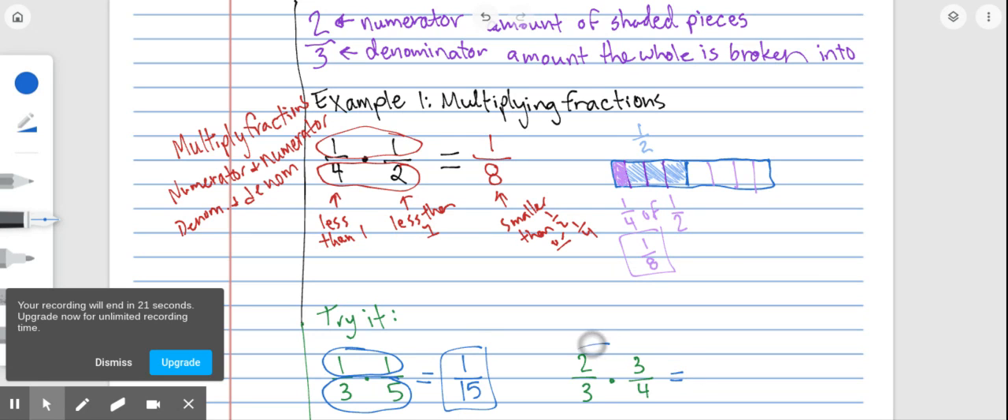Same idea over here for this one. I'm going to multiply the numerators together. 2 times 3 is 6. 3 times 4 is 12. So 6/12 is 2/3 of 3/4. This one can be reduced to 1/2. And I'll talk about reduction in the next video.